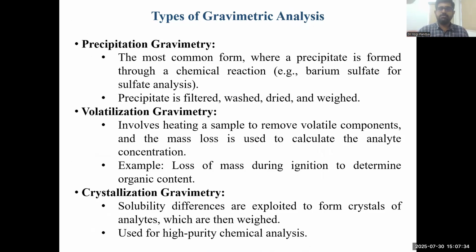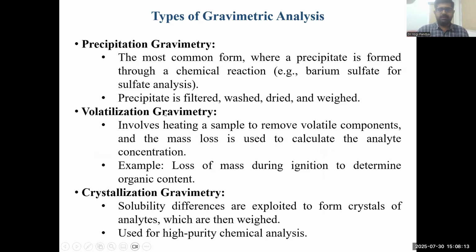Now, what are the types of gravimetric analysis? Mainly we are discussing three types. First is precipitation, second is volatilization, and third is crystallization. As we know, in precipitation, we are converting the main analyte from the sample into precipitates. For example, barium sulfate for sulfate analysis, in which the sulfate ions are converted into BaSO4 precipitates, and then it is filtered, washed, dried, and weighed, right? So for those analytes which can be converted into precipitate form, we mainly use this first technique.